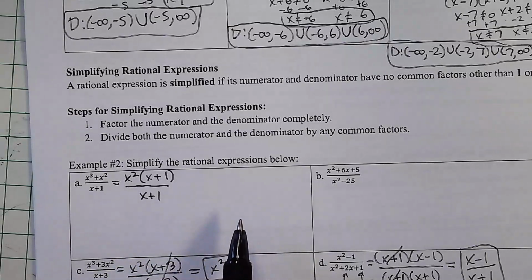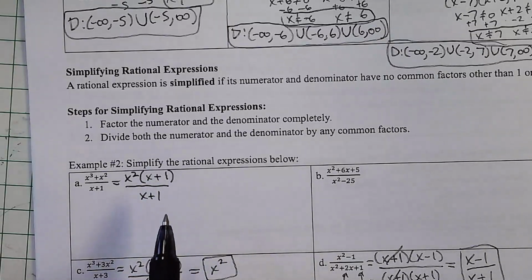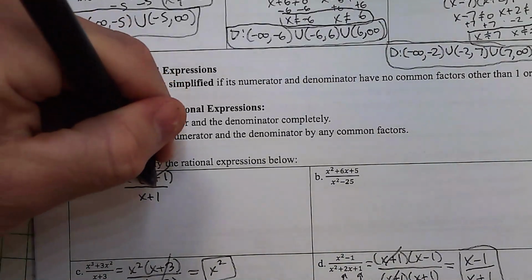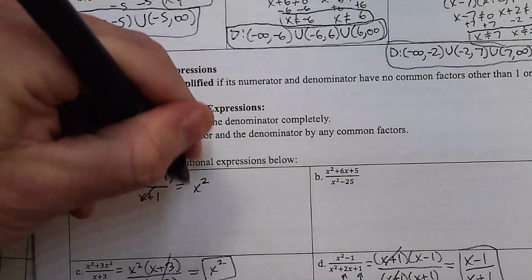And you see, can anything on the top cancel with anything on the bottom? Take a wild guess. Can anything on the top cancel with anything on the bottom? X plus 1. X plus 1, so you're left with x squared.